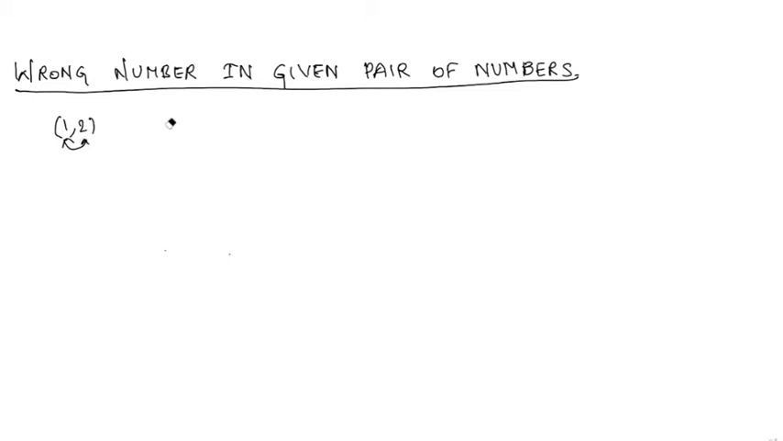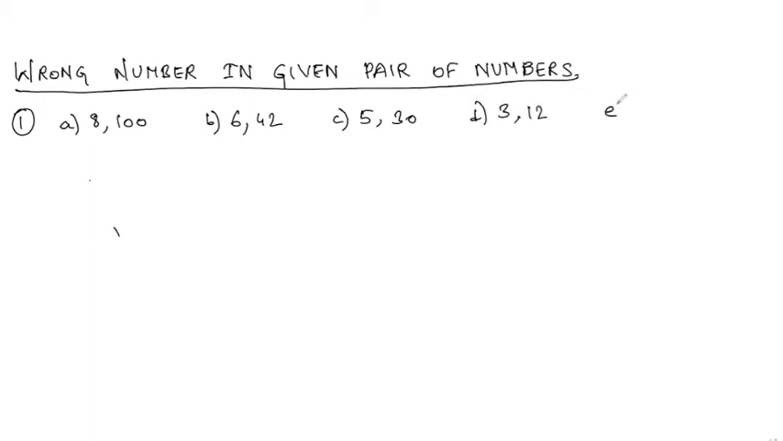I'll explain it with an example, then you will understand more clearly. So the first question, I'll explain that to you. In the question you will have 4 or 5 options. So first question, option A is 100, 8. Option B is 6, 42. Option C is 5, 30. Option D is 3, 12, and option E is 2, 6. This is the question.